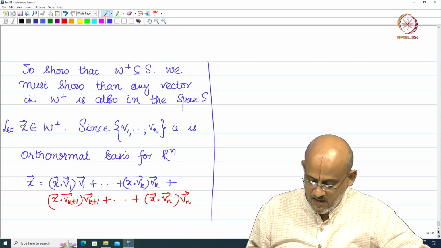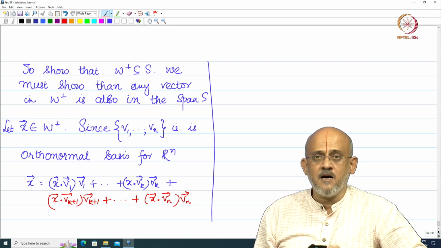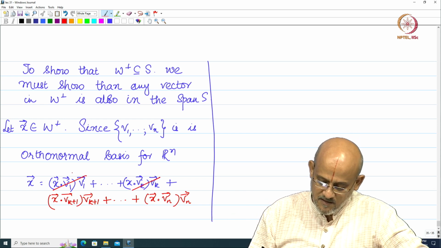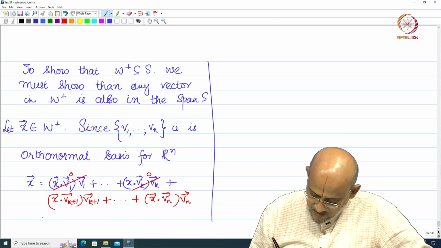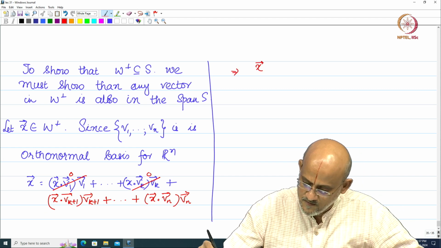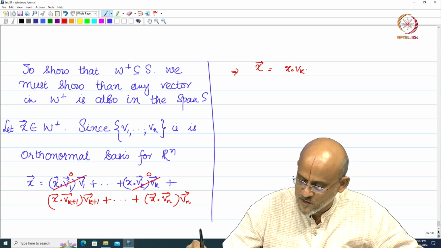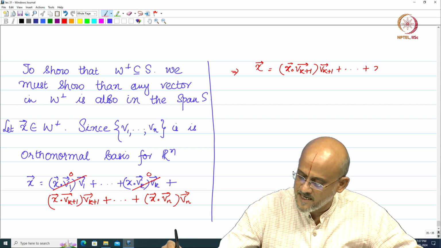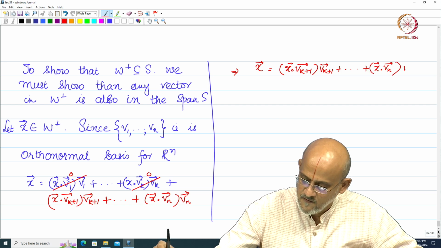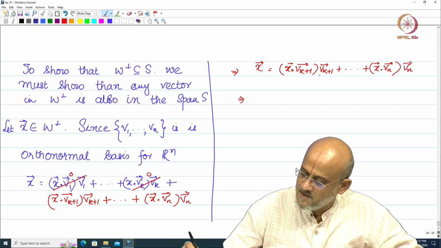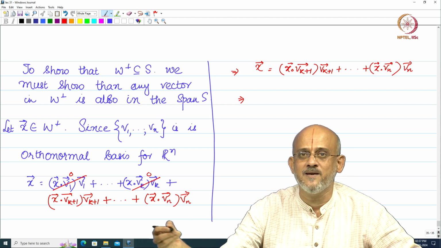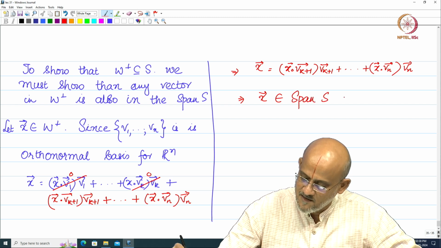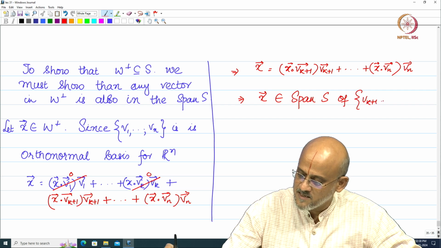Now, since X is in the orthogonal complement of the subspace W and V1, V2, Vk form the basis for W, all these guys will get knocked off, they will become 0, right. So this implies X is equal to X dot Vk plus 1 in the direction of Vk plus 1 plus etc. plus X dot Vn in the direction of Vn. That means we have established that X is a linear combination of these Vk plus 1 to Vn vectors, which means X is therefore in the span S of these vectors Vk plus 1 etc. Vn.